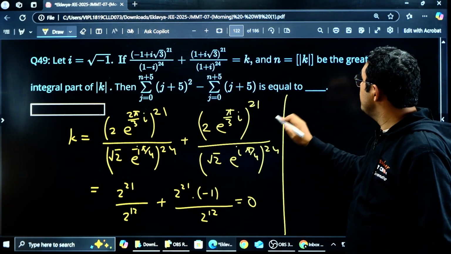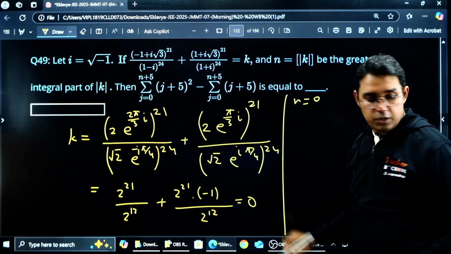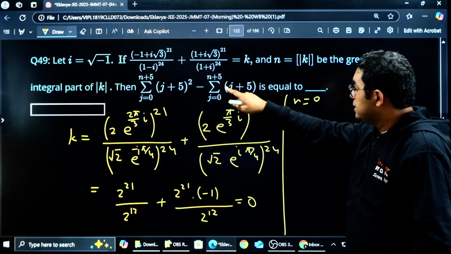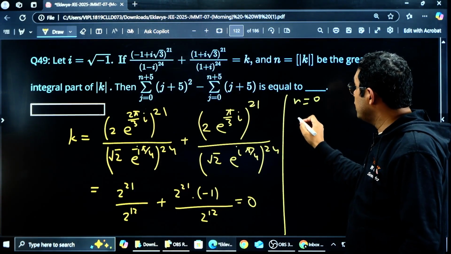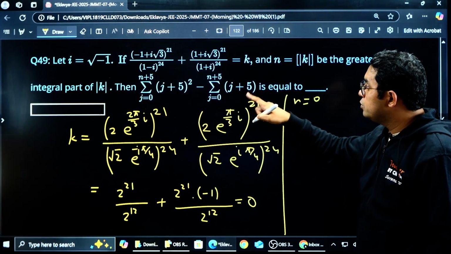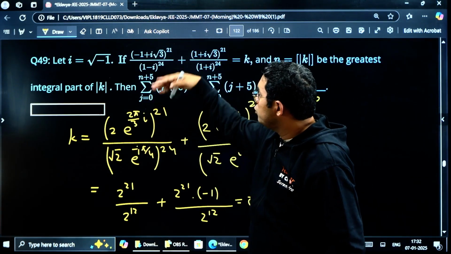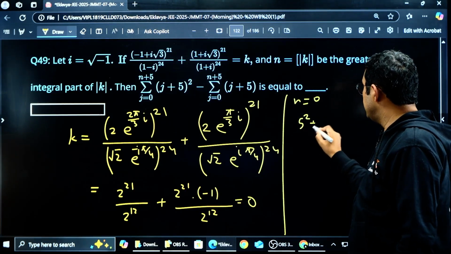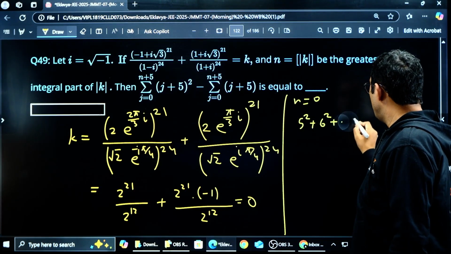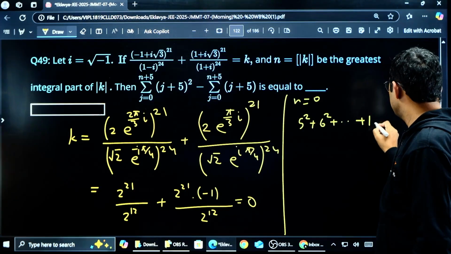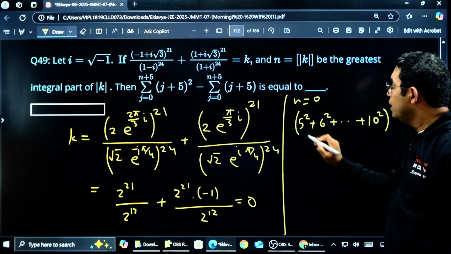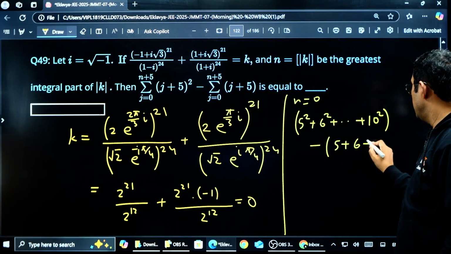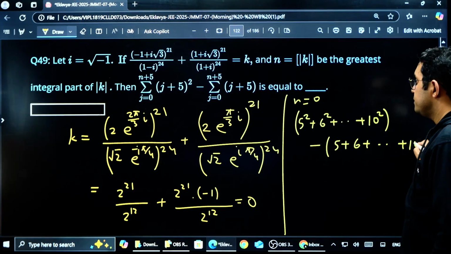So what we are looking for now is, if n is 0, this summation we have to find, and this summation is what? If I put j equal to 0, and I think now it is 0 to 5. If you put j equal to 0, you get 5 square, then 6 square, and so on. I think it goes up to 10 square. And for this, it will be starting from 5, 6, and so on, same, I think up to 10.